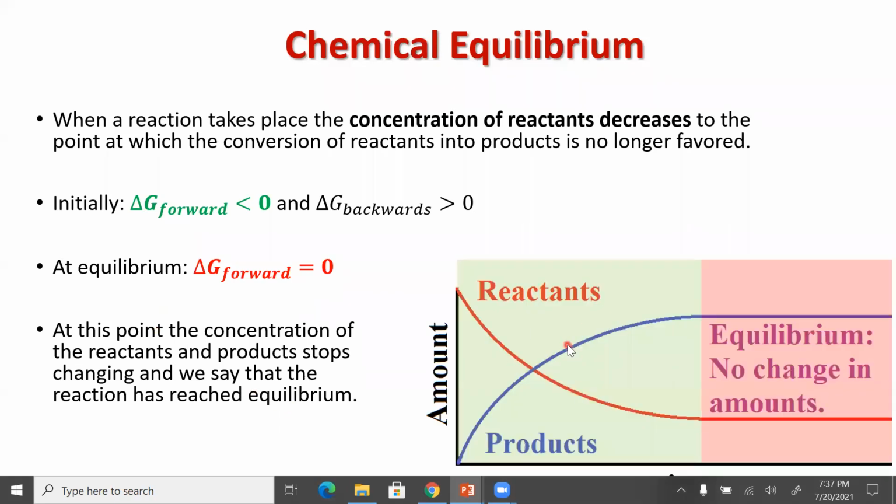So if we wanted a graphical representation of that, if we were to start right at the beginning of the reaction, all we have are reactants. And as the reaction progresses, the amount of reactant goes down and the amount of product goes up until eventually the amount of product becomes a constant and the amount of reactant becomes a constant, and we reach this equilibrium in our reaction.